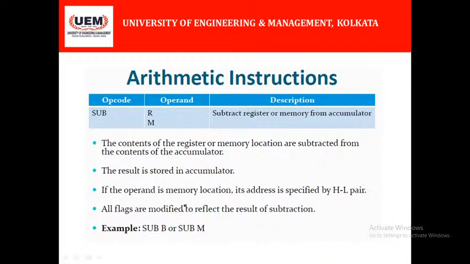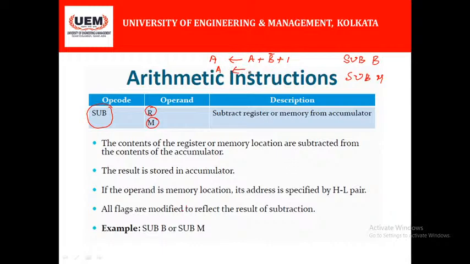Next is the SUB instruction. In the SUB instruction, first of all, SUB is written in the opcode section and either R or M is written in the operand section. That means we can use either SUB B or SUB M. In case of SUB B, the values of the accumulator and the B register are subtracted and the difference is stored in A. The subtraction is done in 2's complement form, so B bar plus 1.